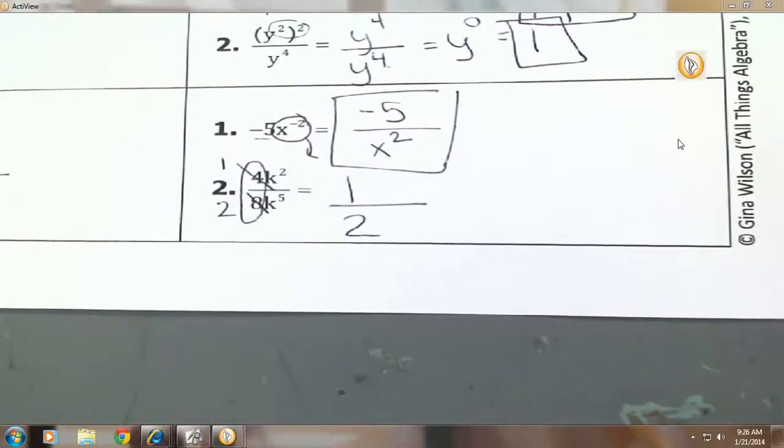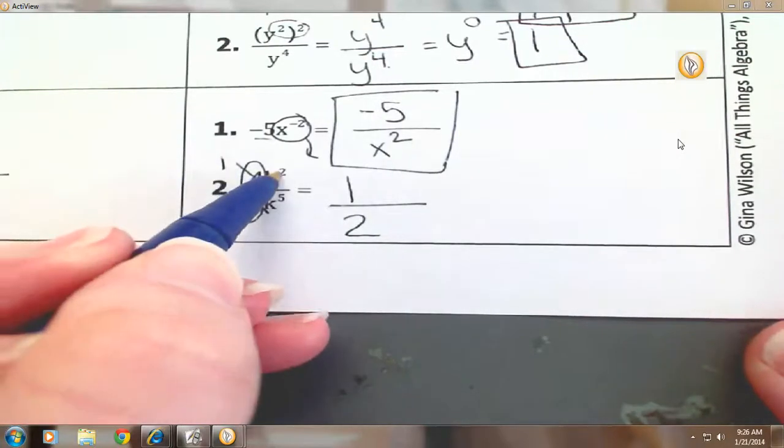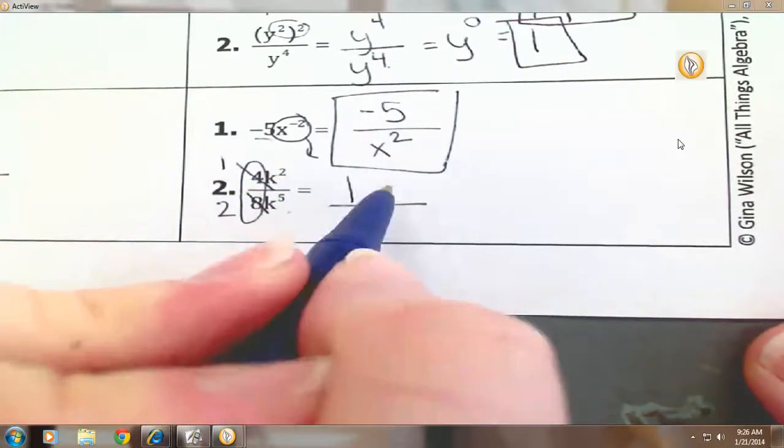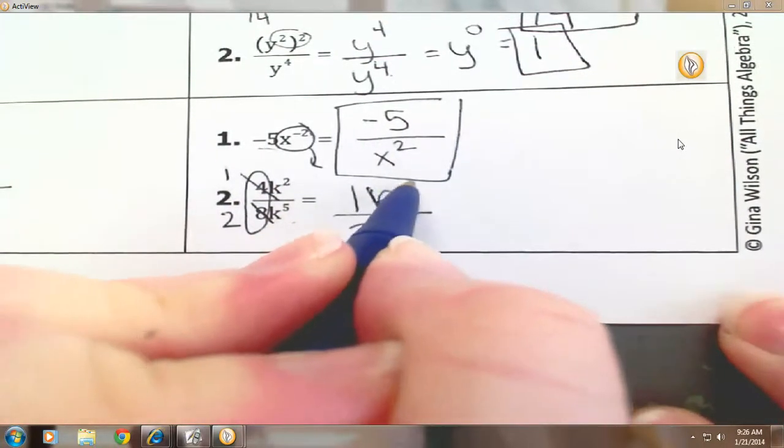Now for the k's, we're dividing. So what does that division sign look like? Subtraction. So we're going to subtract those exponents. 2 minus 5, negative 3. So k to the negative 3 power.